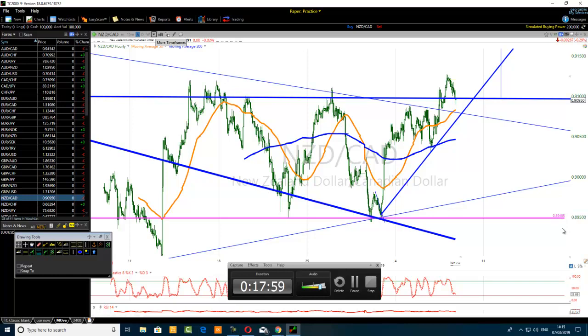So this will conclude our discussion today about how to use two distinctive stochastic patterns like a pro, New Zealand dollar, Canadian dollar.